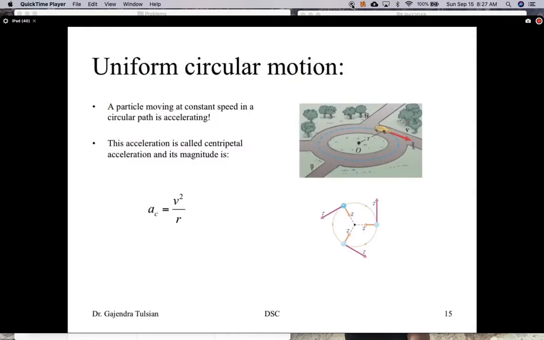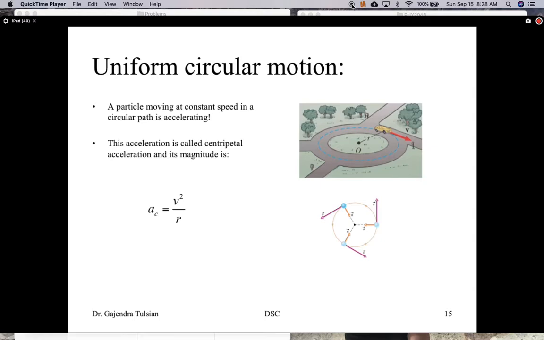Now we'll look at uniform circular motion. We are looking at an object going in a circle at constant speed. So the magnitude of the velocity vector is constant. Here's a drawing of something like this. This object is going in a circle counterclockwise, and you see the magnitude of the velocity is not changing.